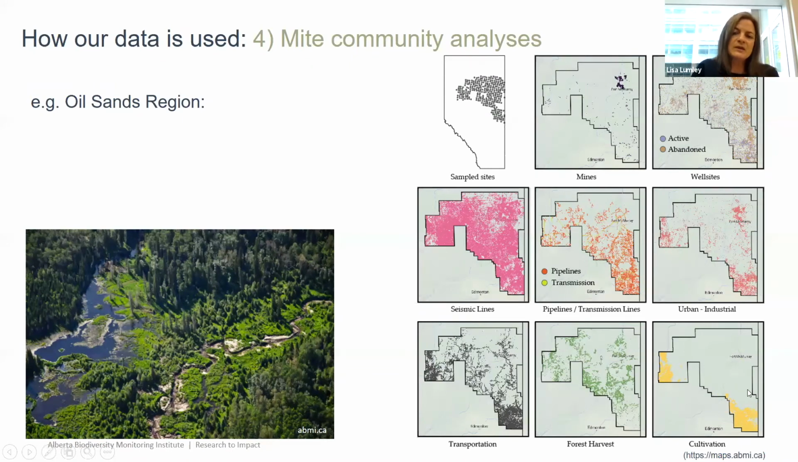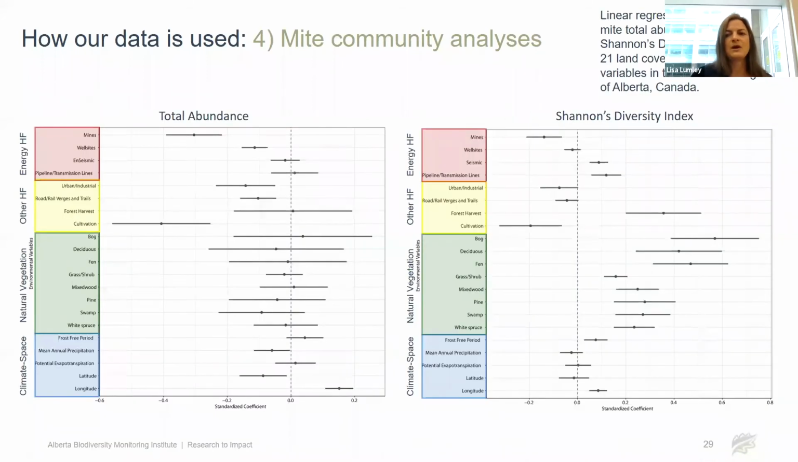And so we've looked at these and compared them to natural undisturbed habitats, as well as looked at climate and space. I don't want to get too bogged down, but I wanted to show a visual of these linear regression plots for orobatid mite total abundance and Shannon's diversity.